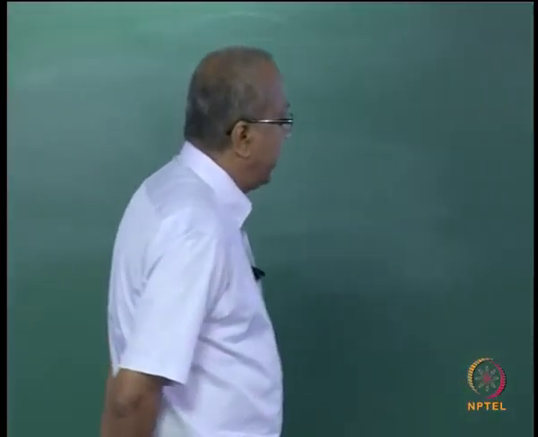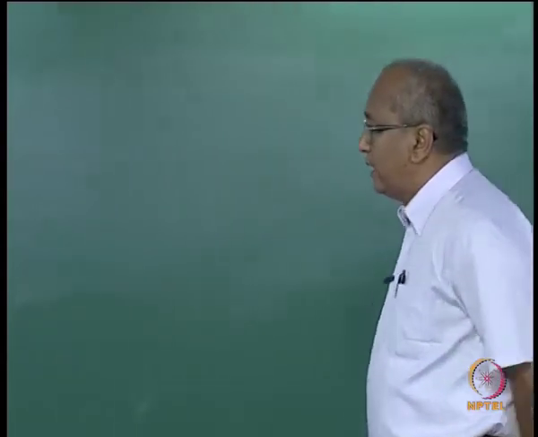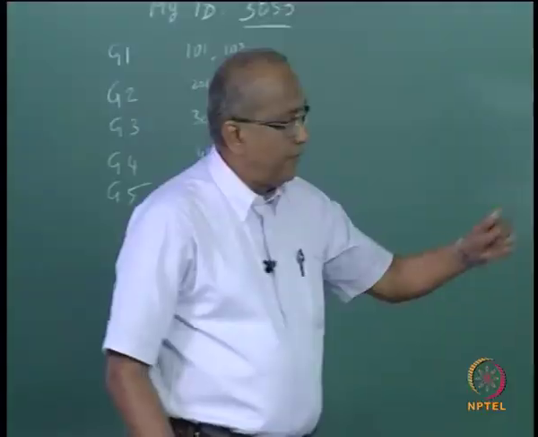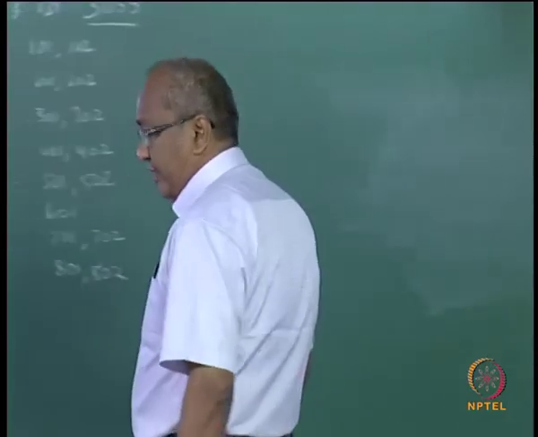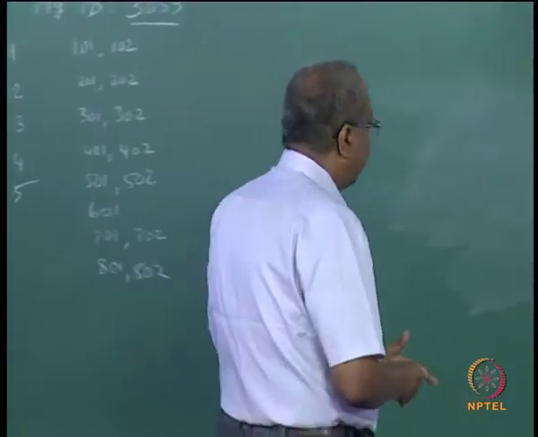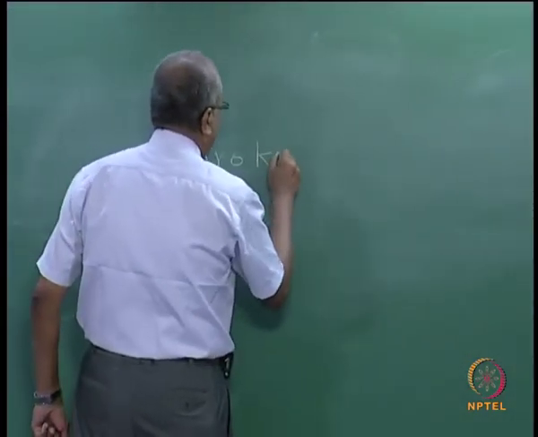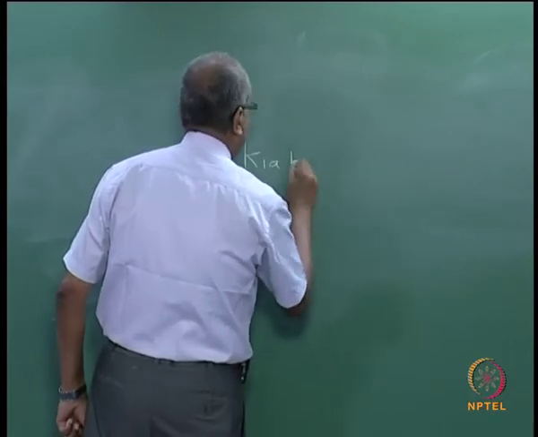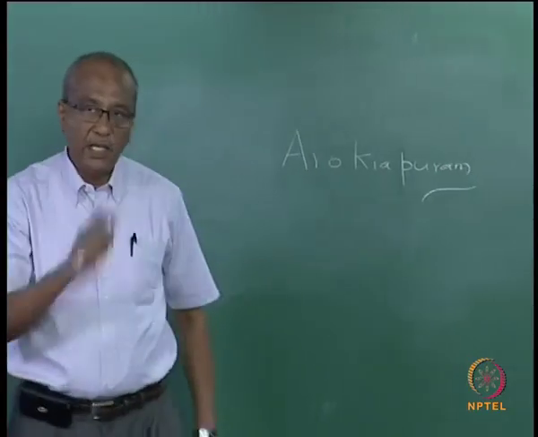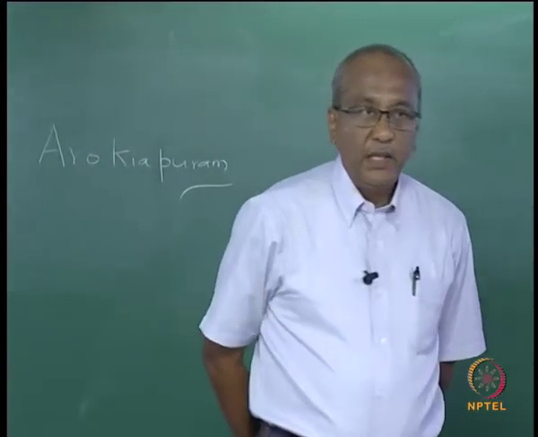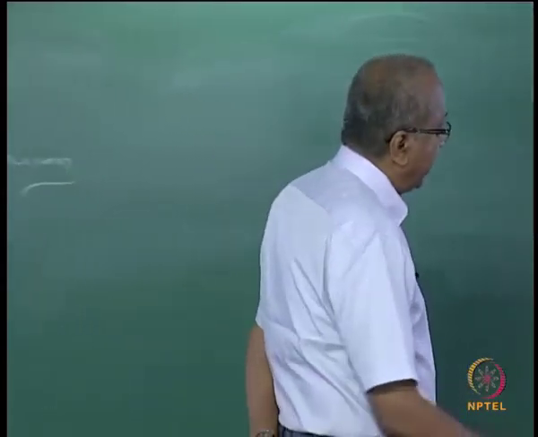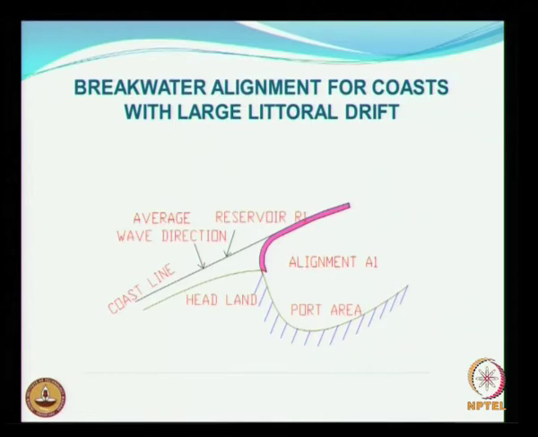Now, for port selection when you have a wide sector of directions, when the waves come from both directions, in this case we go in for this kind of harbor, both arms of the same length. We do have some such configuration even in India. But this is not a port, maybe a fishing harbor to the best of my knowledge. There is one called Arokyapuram. This is a small harbor for landing of small crafts. We have had this kind of layout. Now you can have something like this, where you have large littoral drifts moving in.